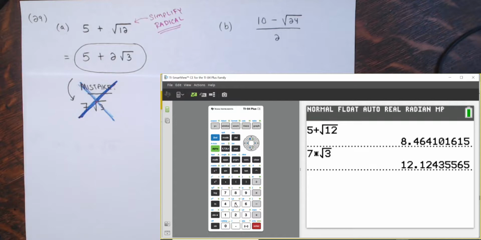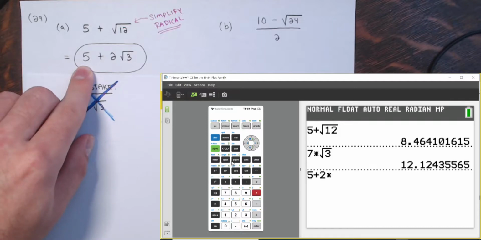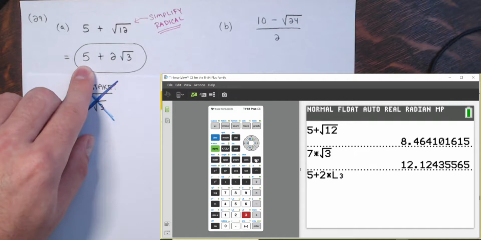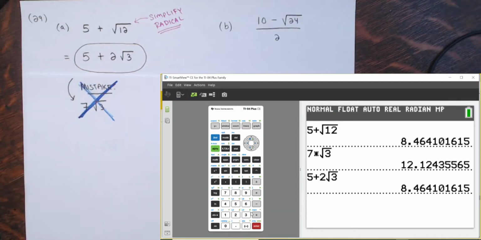And let me show you that that's actually the true value. Let me take 5 plus 2 times the square root of 3. Oops, wrong thing. All right, 5 plus 2 times the square root of 3. Also remember, see, it's 8.464, the value of the original expression that I wanted.